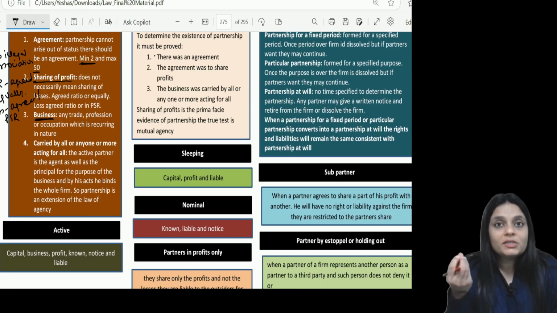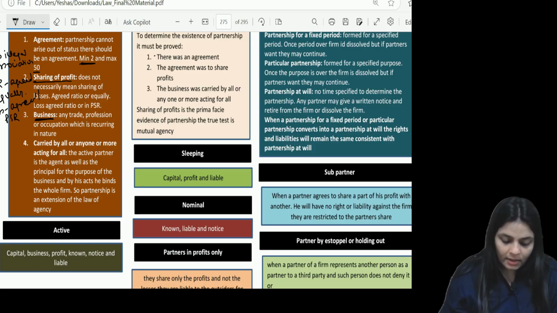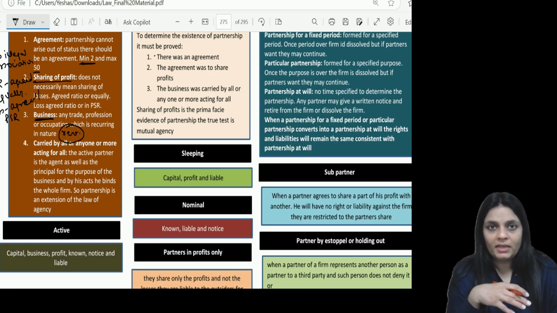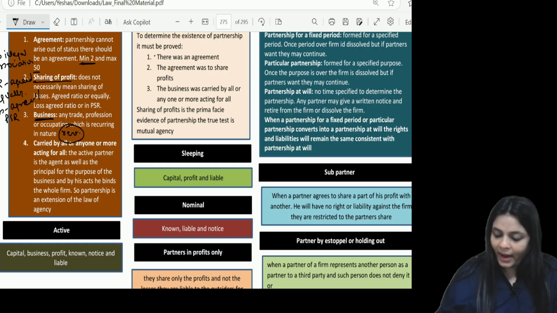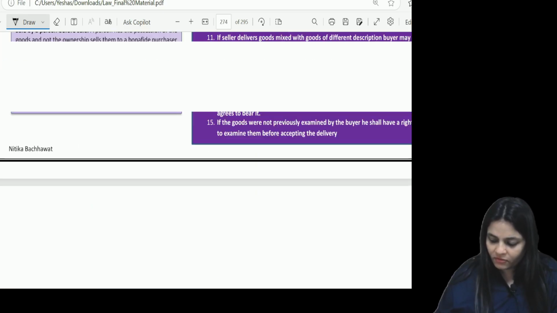Business. So what is this business? Business could be any trade, profession, or occupation, but it has to be recurring in nature. And it has to be an economic activity with the motive to earn profit. Here, one thing is very clear: renting of property is never considered a business. So if I rent my property to earn money, this will not be considered a business. Last, who will carry this business? This business will be carried by all the partners together or any one or more of them acting for all.